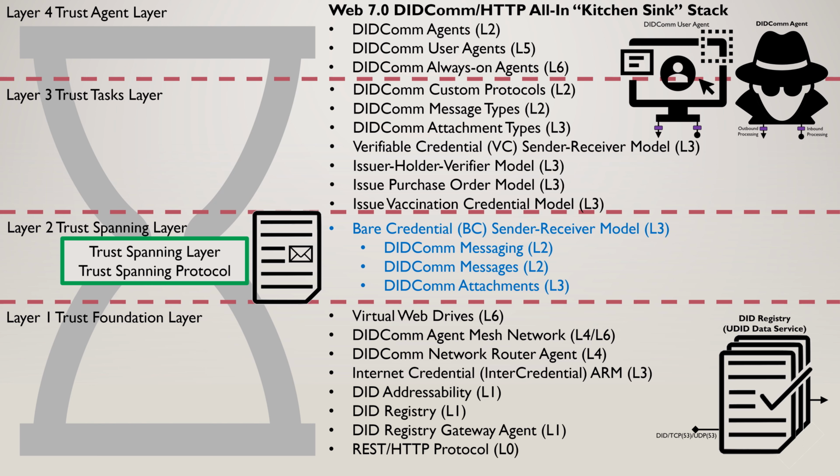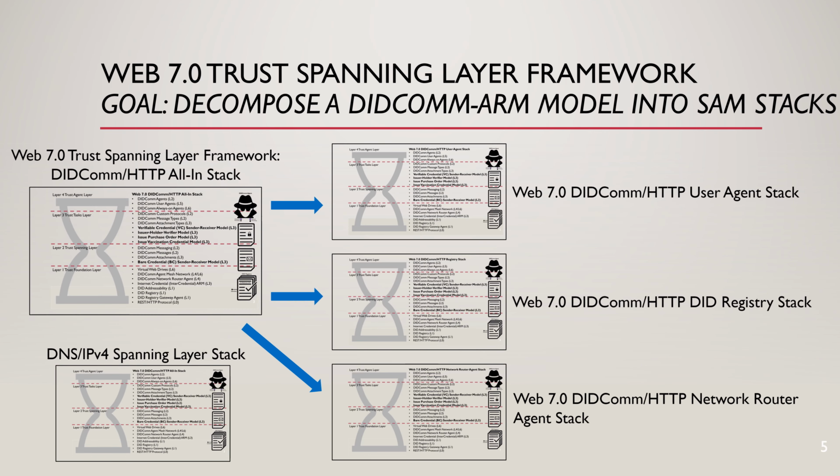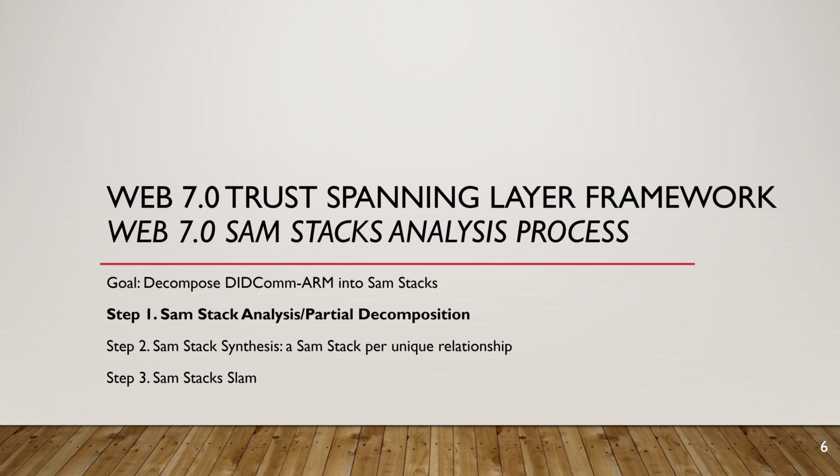And we're not going to go through all of these. Not all of these are network elements. Some of them are just part of the DIDComm-ARM architecture. What we're really trying to do is take that kitchen sink model and break it down into a bunch of SAM stacks focused on different aspects of the architecture. So let's look at how we do that. This is the following step, when we'll actively do the SAM stack analysis or partial decomposition of the DIDComm-ARM.